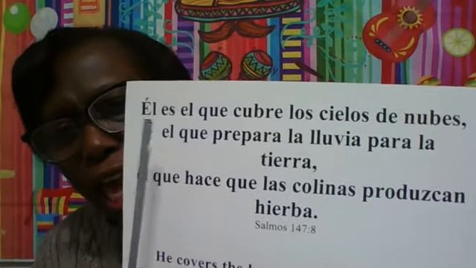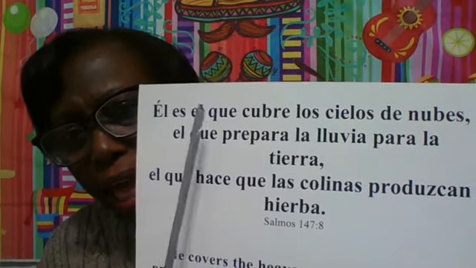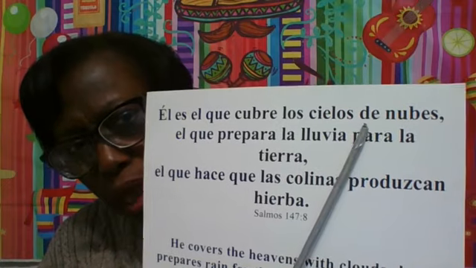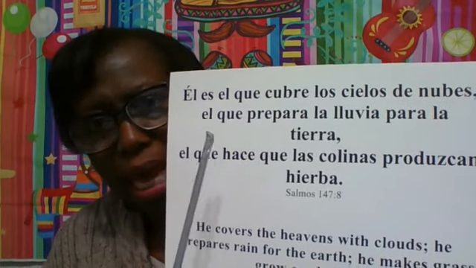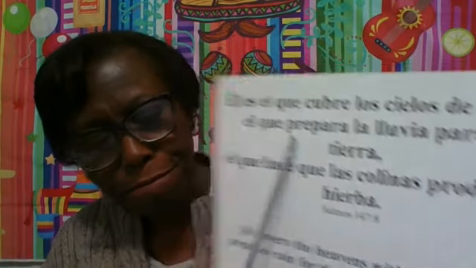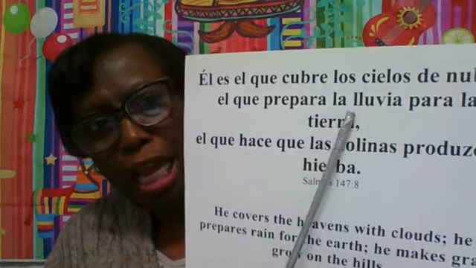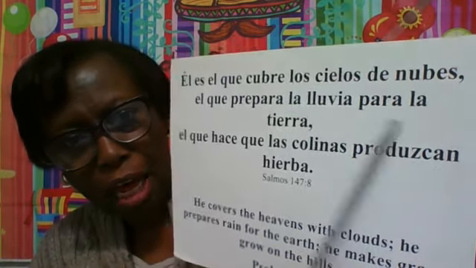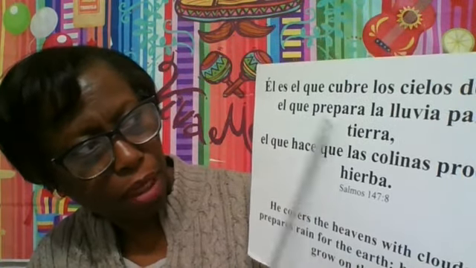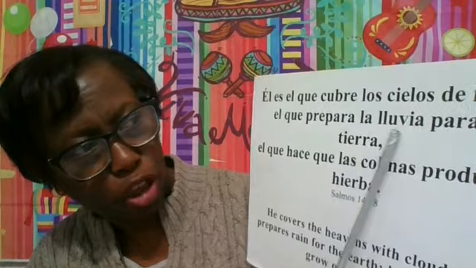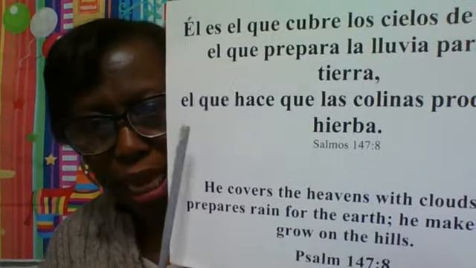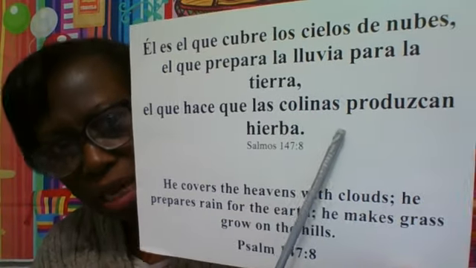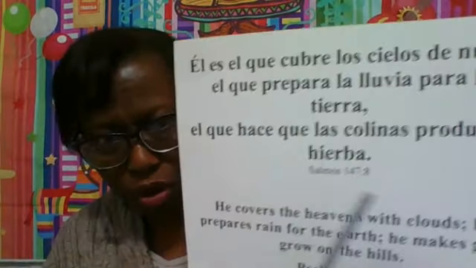Let's see if we can do this in Spanish. We're going to read: El que cubre los cielos de nubes. He covers the clouds. El que prepara la lluvia para la tierra. All right. El que hace que las colinas produzcan hierba.